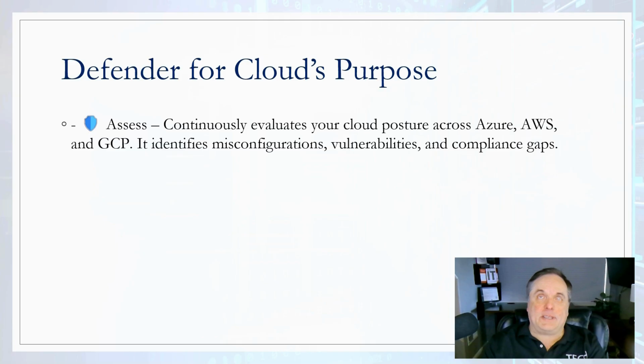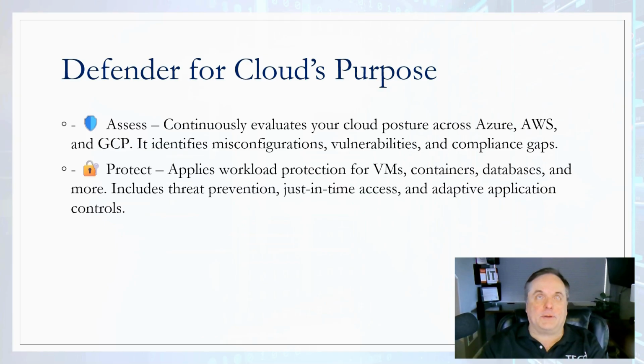It continuously evaluates your cloud posture across Azure, Amazon Web Services, and Google. It identifies misconfigurations, vulnerabilities, and compliance gaps. So it's not all about Azure resources. You could also protect in other cloud services. And it's going to apply workload protection for virtual machines, containers, databases, all the different types of resources that you can create in your cloud.